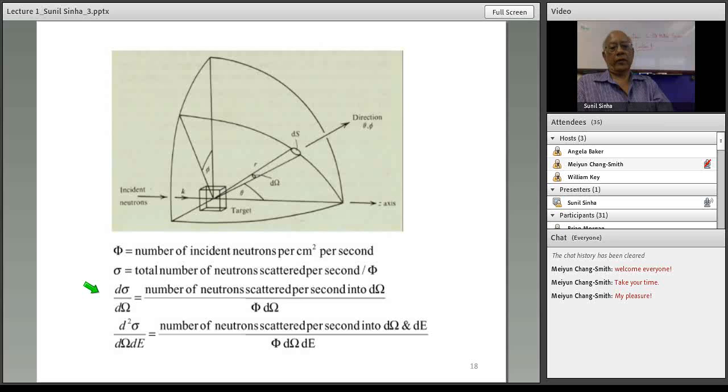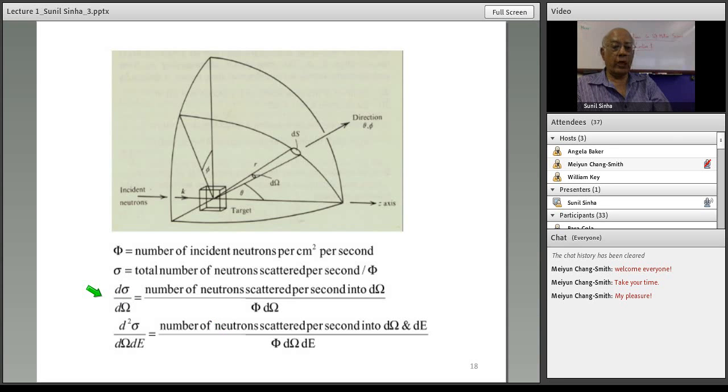The differential cross-section is the total number of neutrons scattered into this tiny solid angle, d omega, per unit flux, per unit solid angle. So that's the definition of the differential cross-section. And finally, for inelastic scattering, we have d2 sigma by d omega by dE, which is called the partial differential cross-section, which is the total number of neutrons scattered into d omega into an energy interval dE, divided by dE, d omega, and the incident flux.